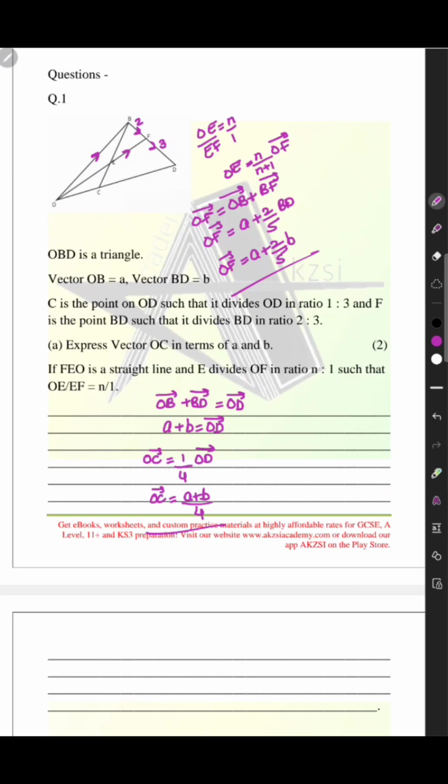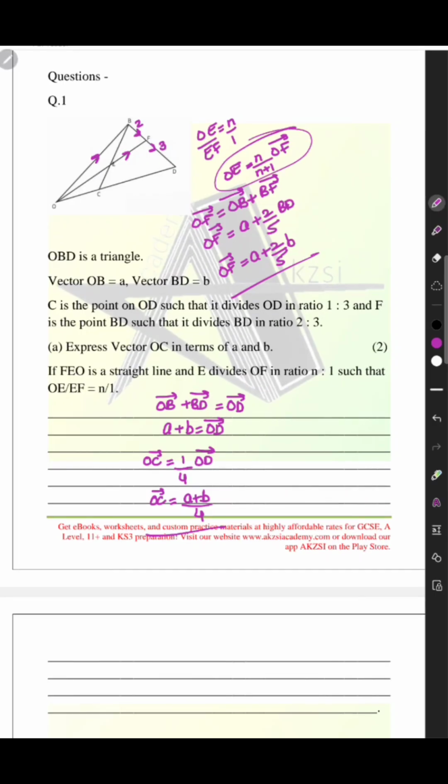Now this will help in finding OE. So I can just put OE, I'm writing it here, OE is equal to n by n plus 1 times OF, which is A plus 2 by 5th B. Now if I have OE, it would be much easier for me to calculate n. So this is how we solve. We just have to move in a reverse order to get the answer.